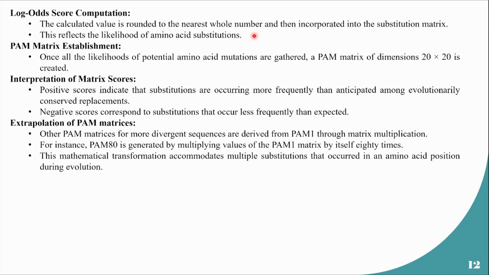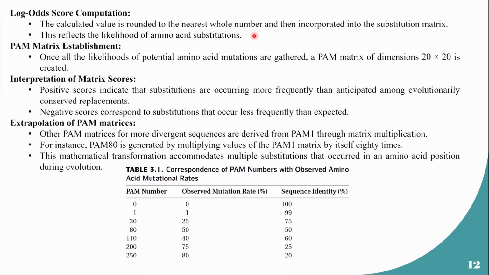And that way, you can basically extrapolate what the scores for the PAM matrix will be for a highly diverged set of sequences, which are at a higher evolutionary distance from one another, right? So, for example, these are some of the scored values here. PAM1 has a corresponding observed mutation rate of 1%, and sequence identity is, let's say, 99%, right? PAM30 has an observed mutation rate of 25%, sequence identity is 75%, and so on.